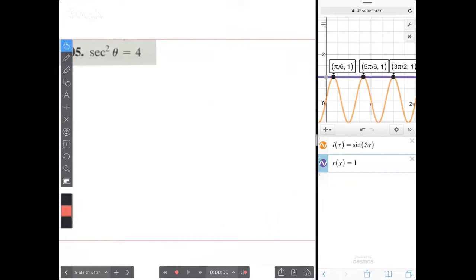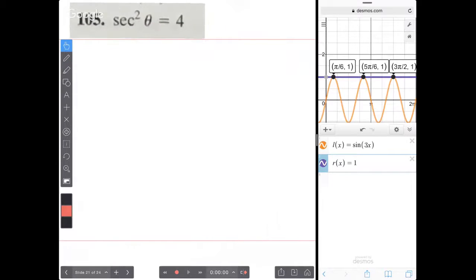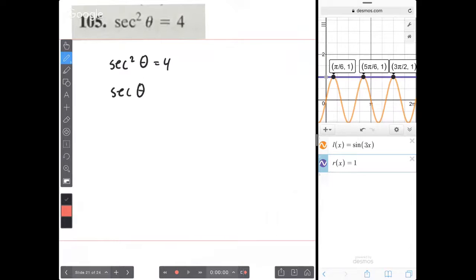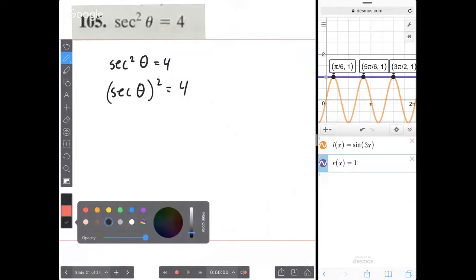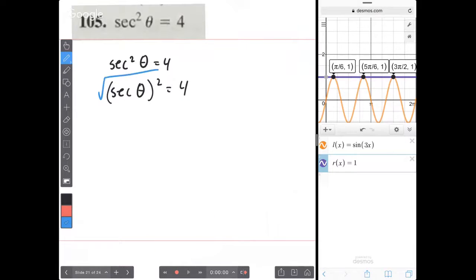Here's one right here. Secant squared theta equals 4. Let's do it. So this one is like secant squared theta equals 4. This is another way of writing secant of theta squared equals 4, which means that I would like to square root, secant of theta equals 2, or secant of theta equals -2, because the square root of 4 is either 2 or -2.